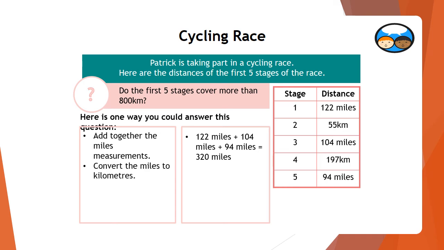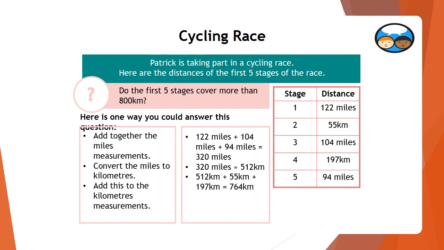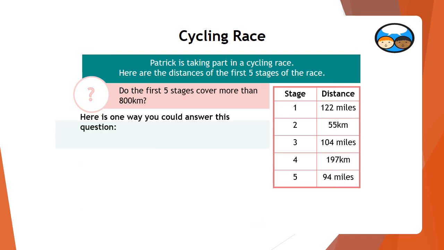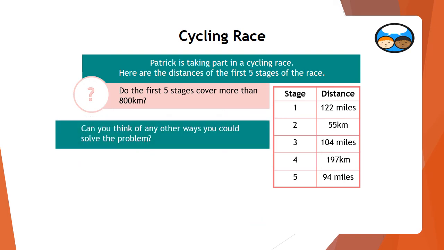Then convert the miles to kilometres. 320 miles is approximately equal to 512 kilometres. Then add this to the kilometres measurements. 512 plus 55 plus 197, which equals 764 kilometres. Then compare this to 800 kilometres. Is it more than 800 kilometres? No. The first 5 stages cover less than 800 kilometres. Can you think of any other ways that this problem could be solved?